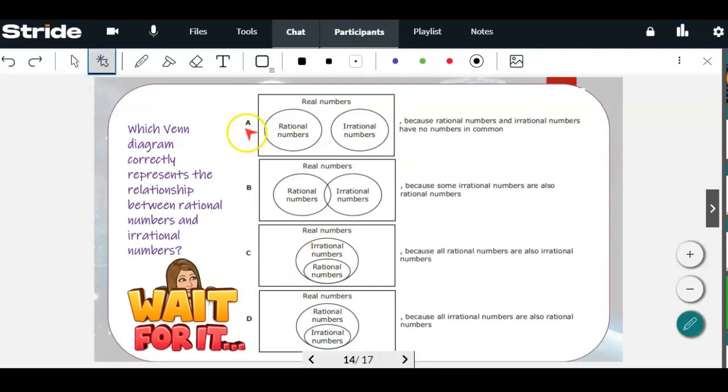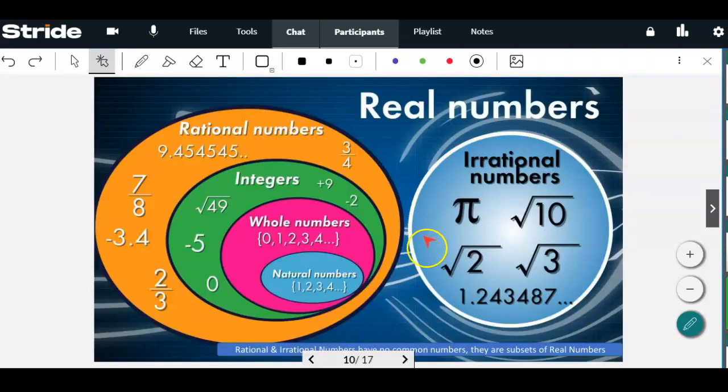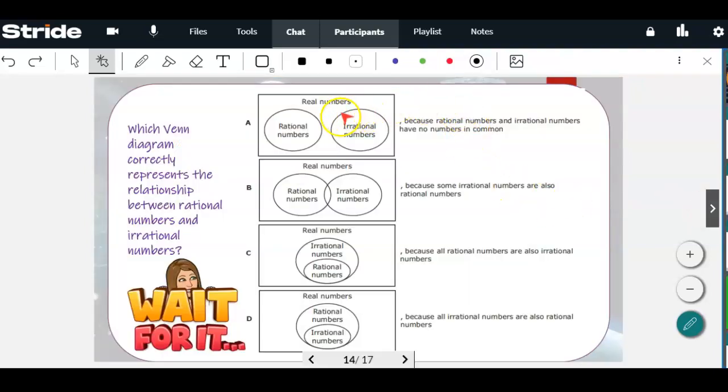All right, so this was a STAR question a couple years back. It says, which Venn diagram correctly represents the relationship between rational numbers and irrational numbers? Remember, looking at this, for irrationals there is no overlap. No irrationals are rational, so look at this one, they're totally separate. This says because rational numbers and irrational numbers have no numbers in common. That's the answer.